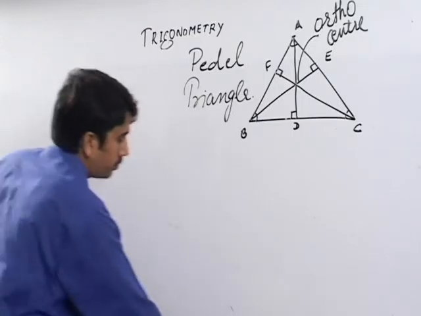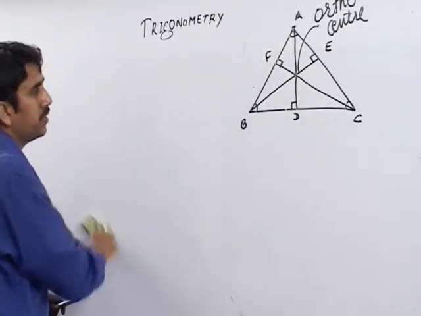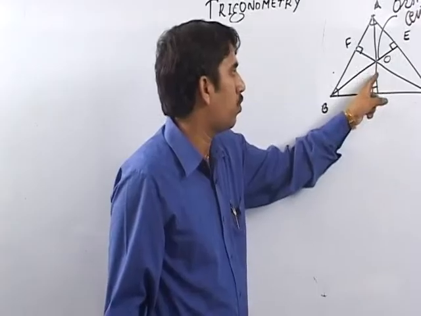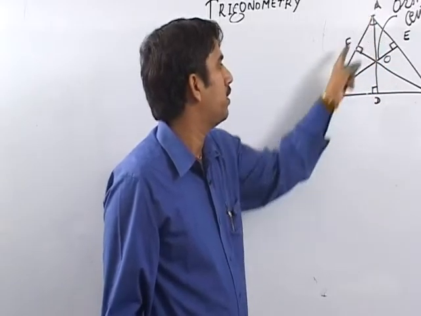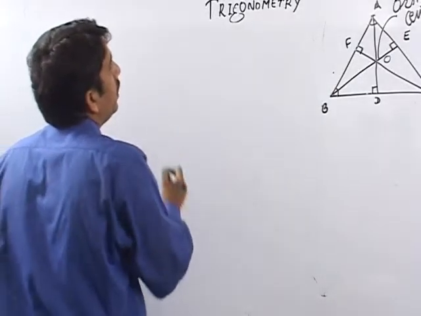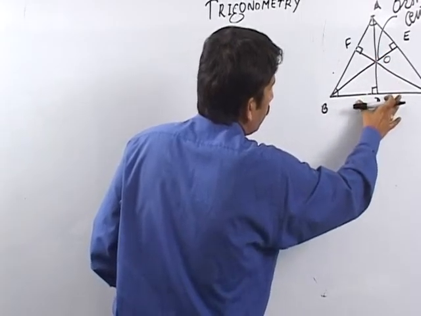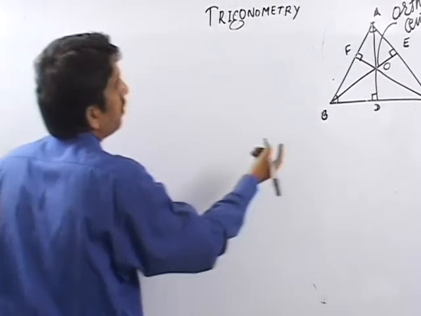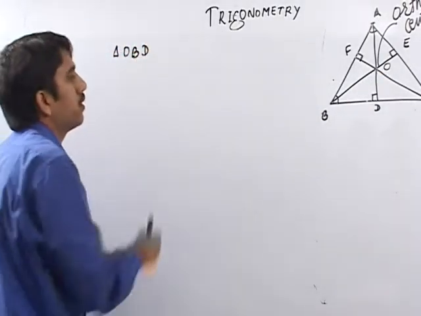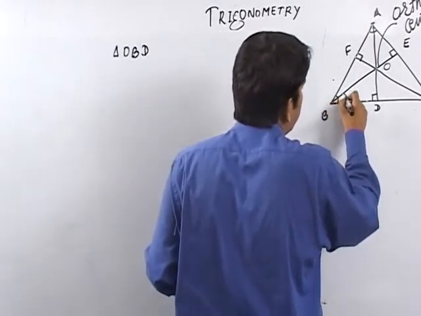Now let this point be O. Now we will find the distance of sides and of angular points from this orthocenter. So first of all, let us find the distance of this orthocenter from this side BC. For this, take triangle OBD. First of all, we have to find out this angle.